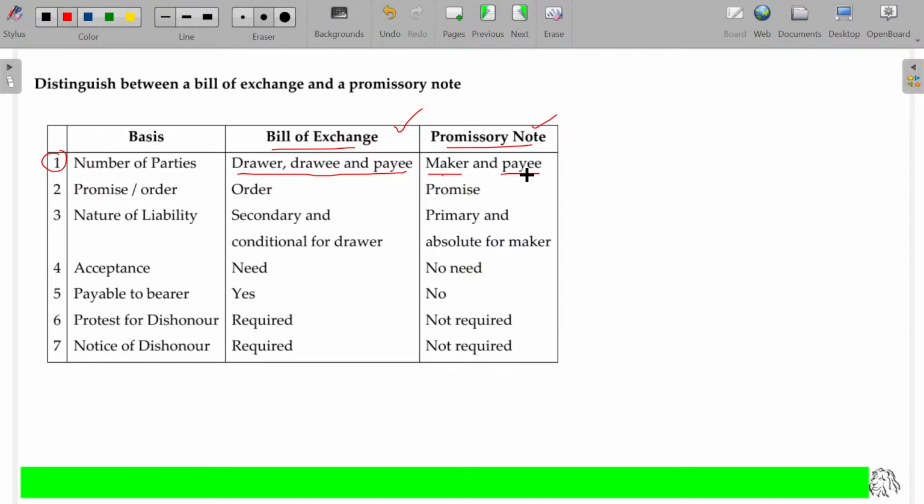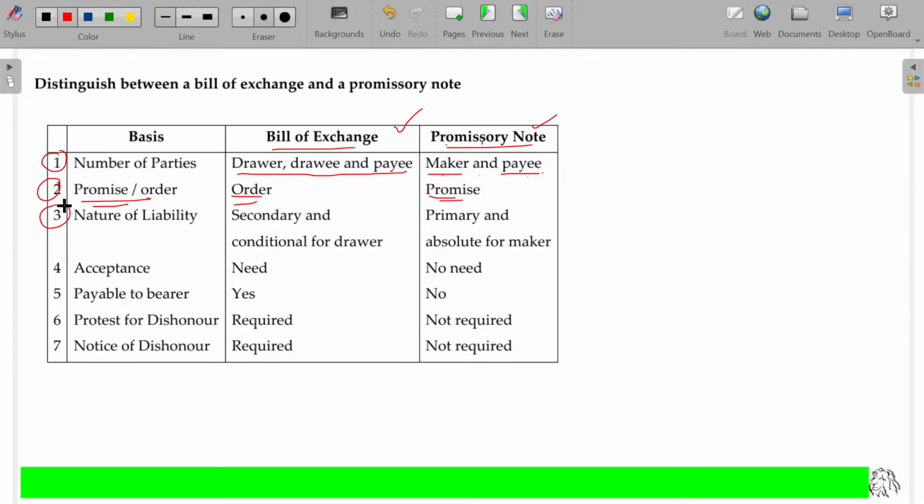Here, the debtor will prepare the promissory note: I promise to pay. So he is called the maker. Later on, he makes the payment to whoever holds the promissory note. So he is called the payee. Promise or order: a bill of exchange is an order, a promissory note is a promise. A demands or orders B to pay the money in 3 months for the value sold. In the case of a promissory note, the debtor himself says, I promise to pay.